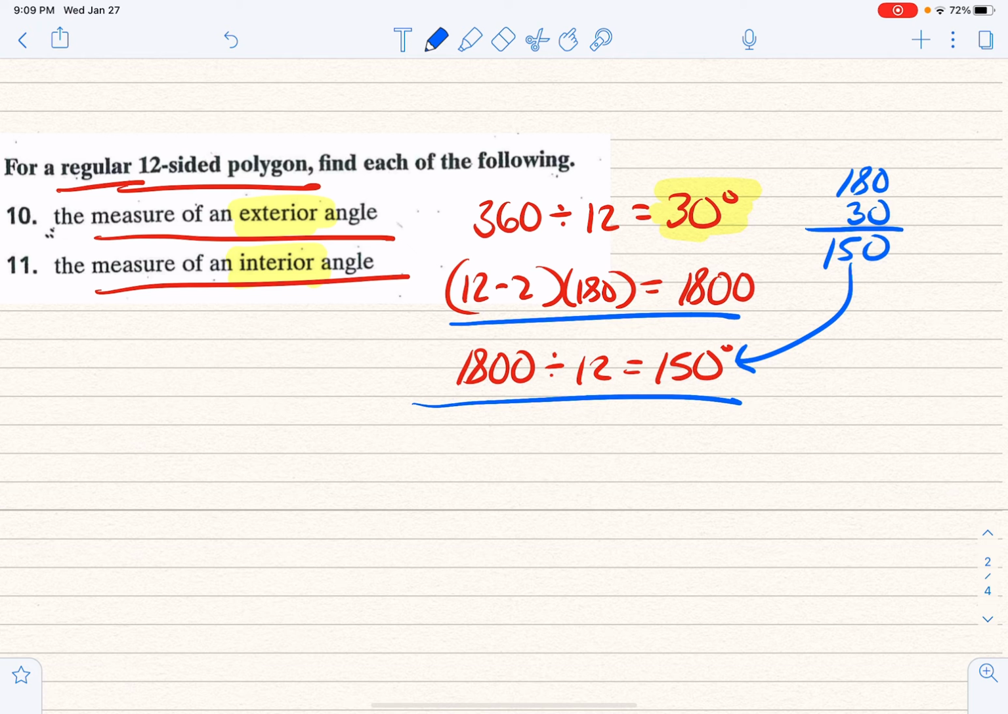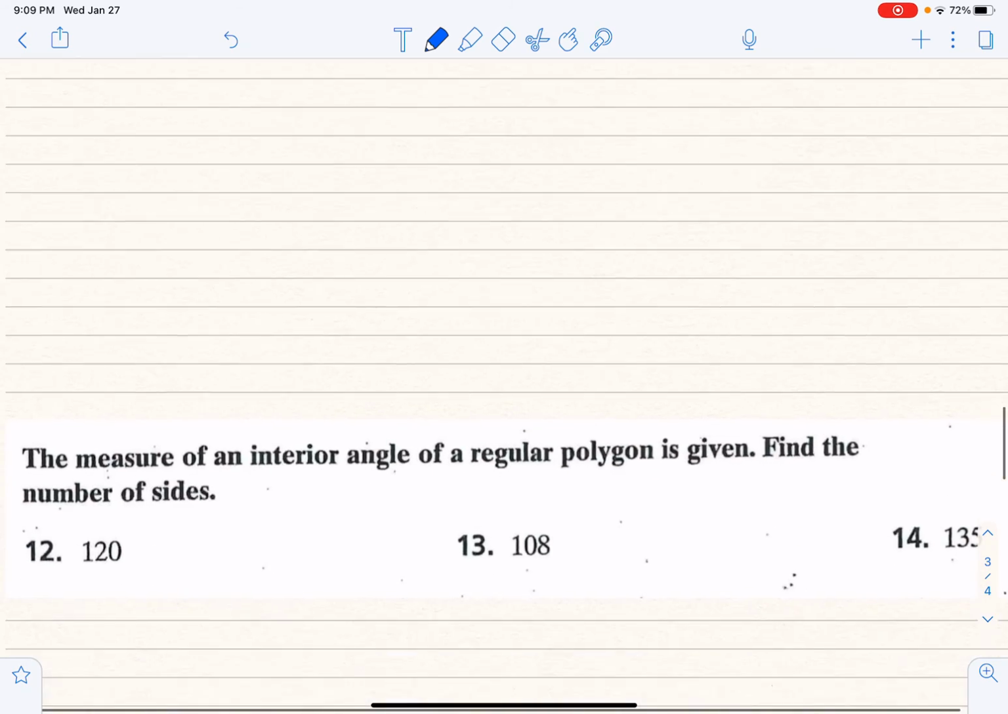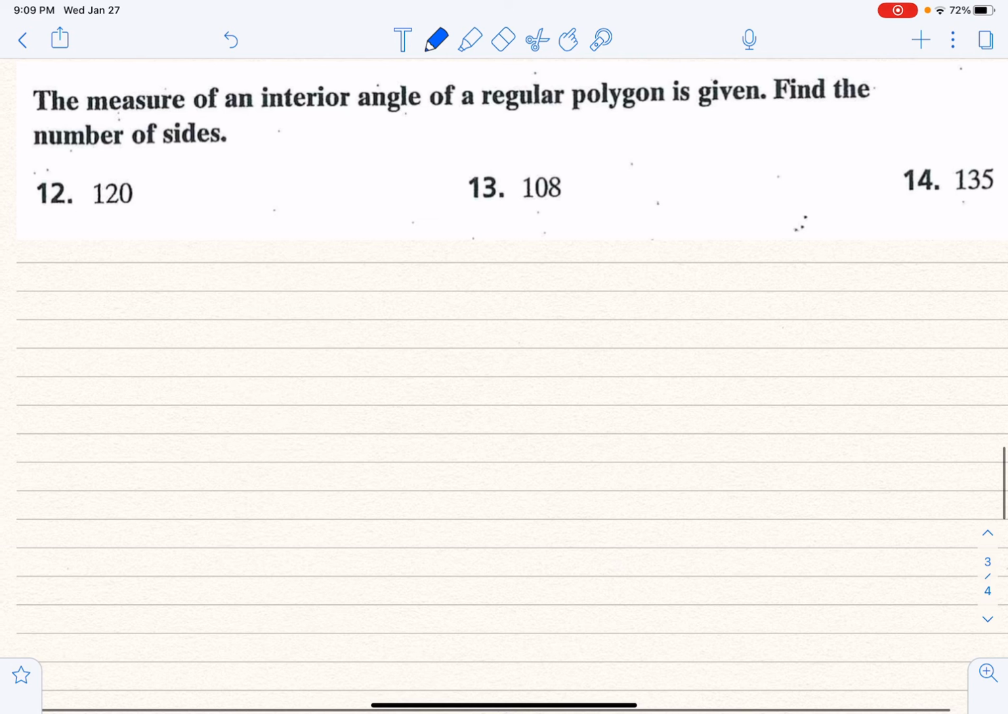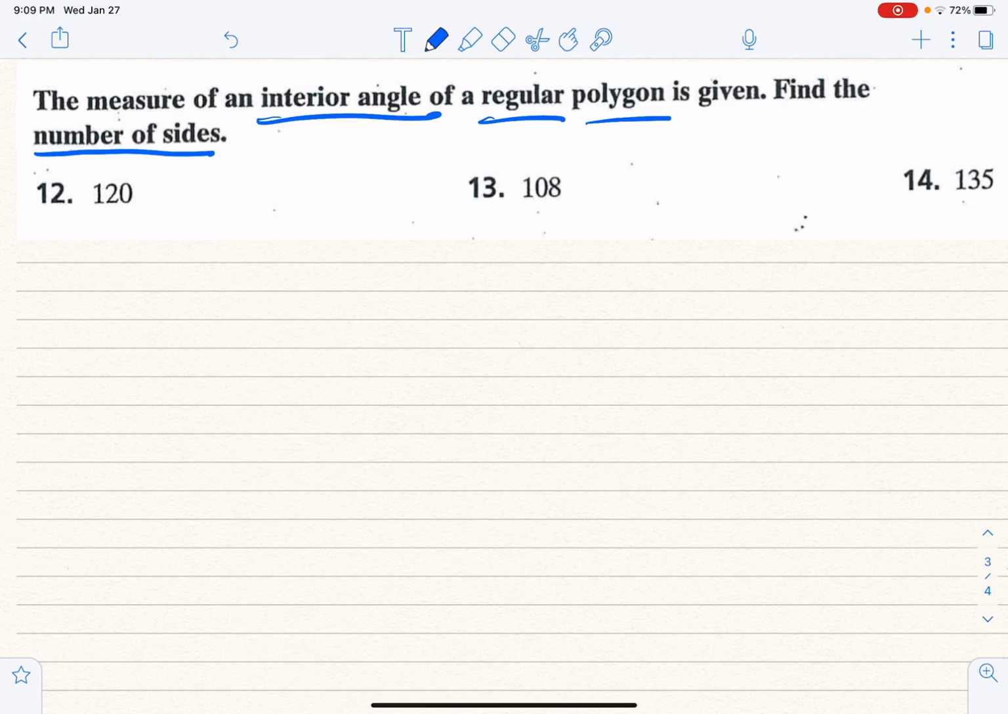But I chose to do the work and make sure I still got the same answer. These are the problems that gave a lot of people issues. I'd love to see how many of you got this on your own, or maybe need a little bit of help. Doesn't matter. It says the measure of the interior angle of a regular polygon is given. Find the number of sides.